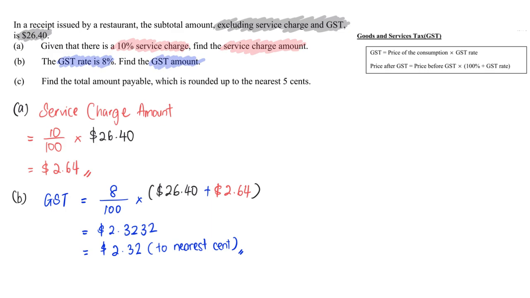Now, last part. So find the total amount that is payable, and you have to round up to the nearest 5 cents. So for part C, right, the total amount would then be, to sum out everything, $26.40 plus the service charge.